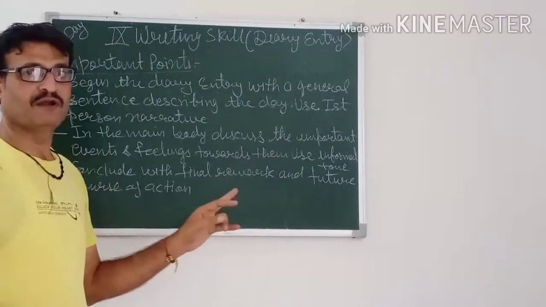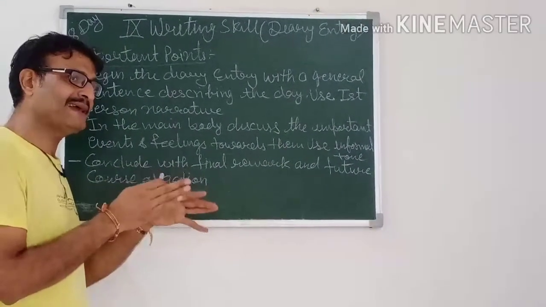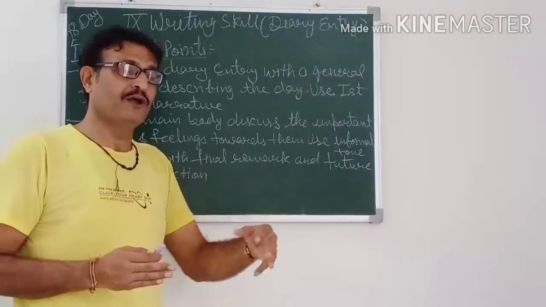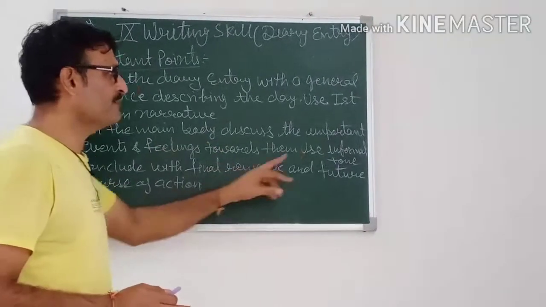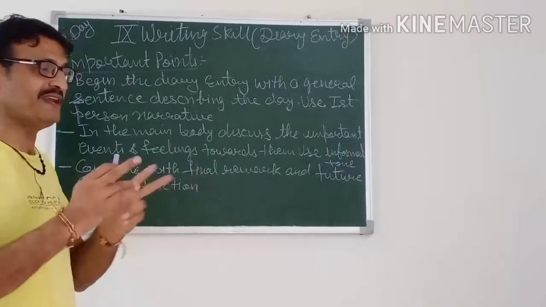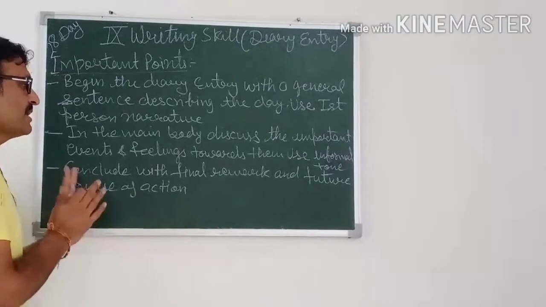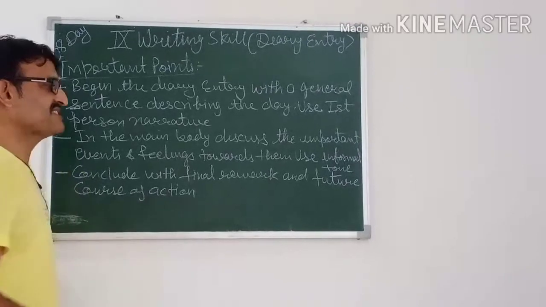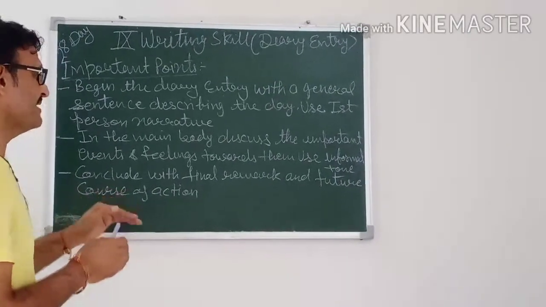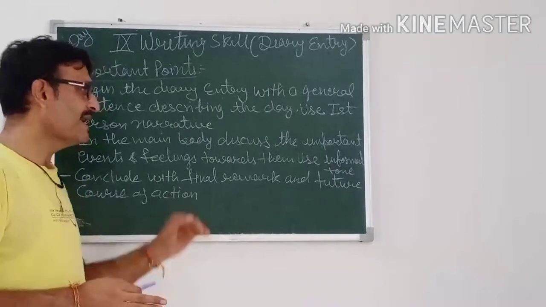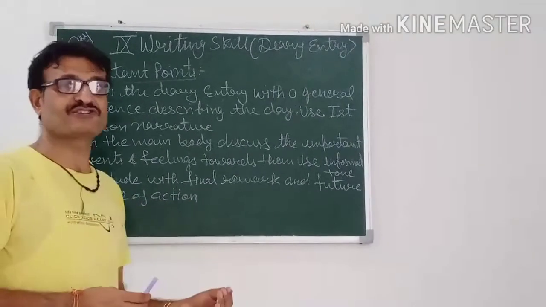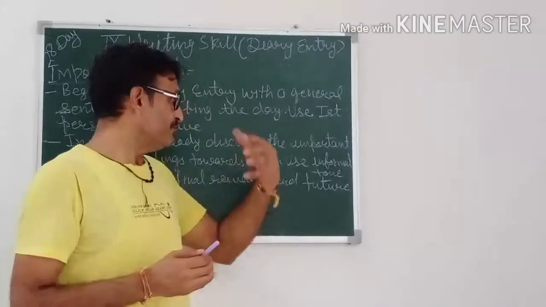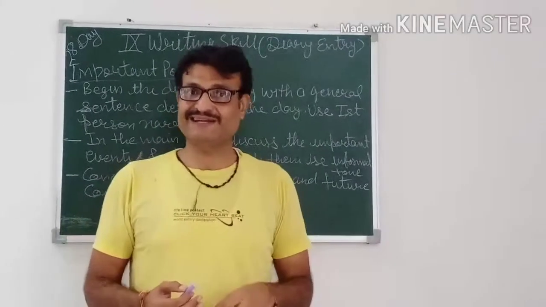Use informal tone. Whenever you write about any incident which occurred during the day with you, your friend or anybody else, you have to use informal tone. It should not be written in formal tone. Another thing, conclude with a final remark and future course of action. It means that you have to give a conclusion within the final remark, and the future course of action should also be there. These are the important points I just told you.